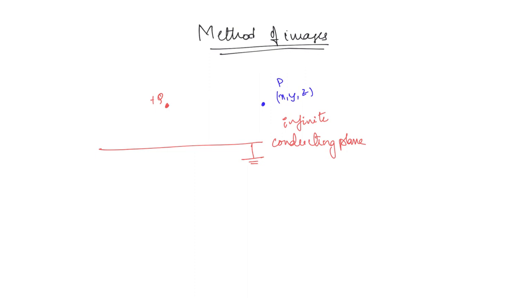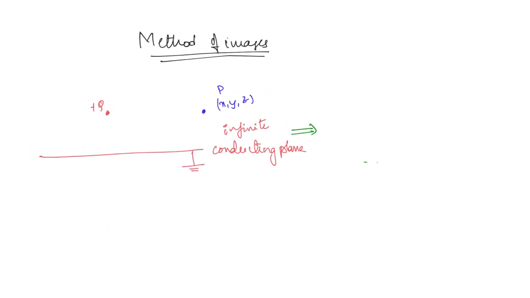So what does it say? It just says that whenever there is a charge and a conducting plane like this, you just have to replace this with an equipotential surface. So in place of the conducting plane, you have an equipotential surface, and here there is a charge plus Q. Let's say the distance is some h. On the opposite side, at the same distance h, you are going to have another charge minus Q of equal magnitude but opposite sign.